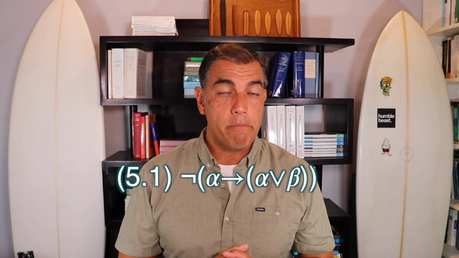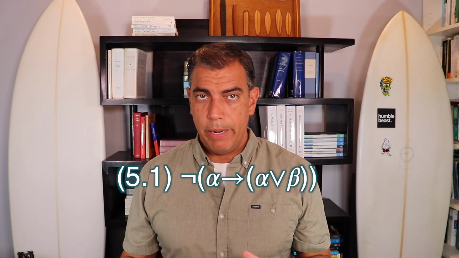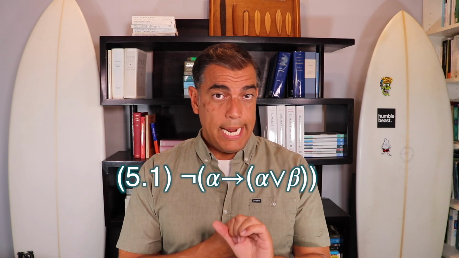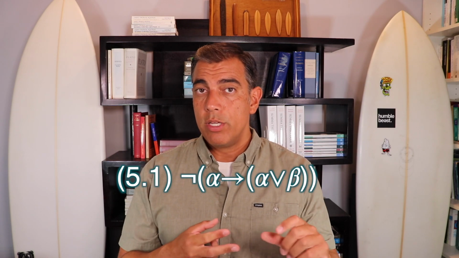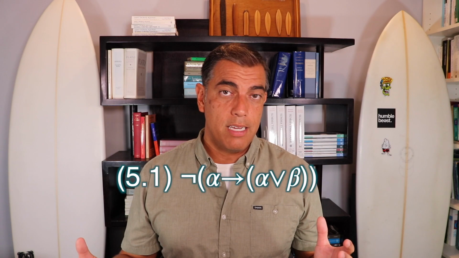So now that we know what logical forms are, how do we make instances of logical forms? What does all that mean? Well, let's take the example that our author gives us here in form 5.1. It's not the case that if alpha, then alpha or beta. So that's our logical form. It has well-formed formula variables. It has no basic propositions. It is a well-formed formula itself.